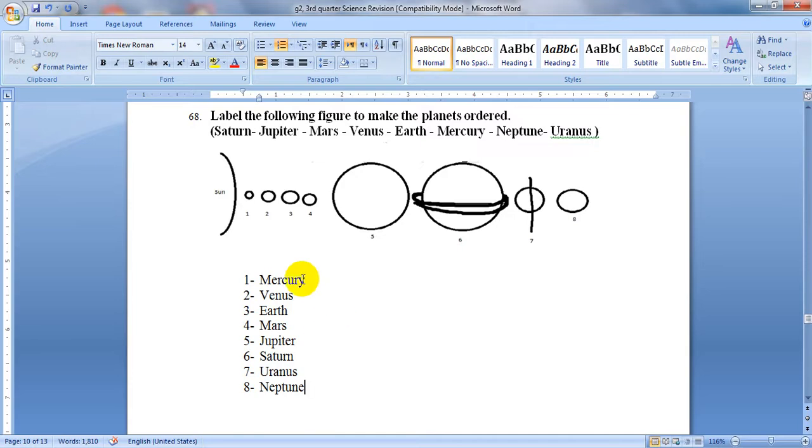Again, this is the solar system, the sun in the center. It's the largest body in the solar system, and around the sun there are 8 planets moving in their orbits around the sun. They are Mercury, Venus, Earth, Mars, Jupiter, Saturn, Uranus, and Neptune.